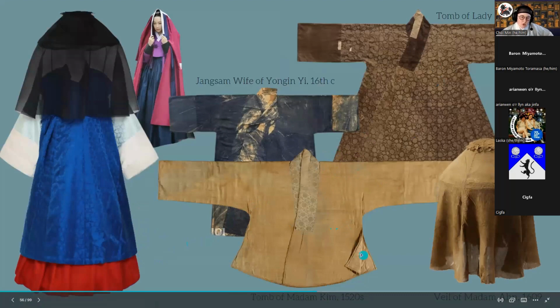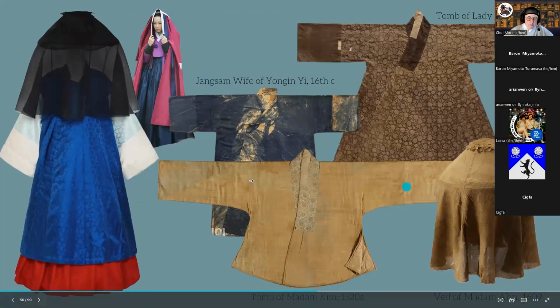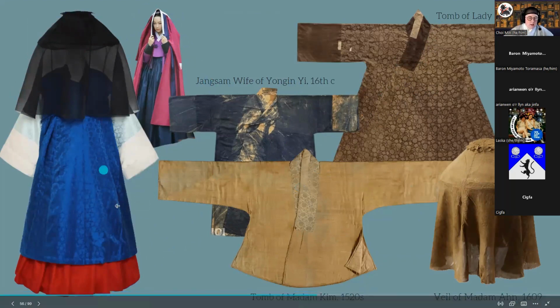And here's some coats. We have this one from the Tomb of Madame Kim, like a quilted jacket she would have worn over, and you can see how the outer jacket is very shallow. And then the other jackets are just kind of like a regular long jogori, and if you didn't have a hat, you would have worn them over your head like this. And here's the veil of Madame An, which you can see here.